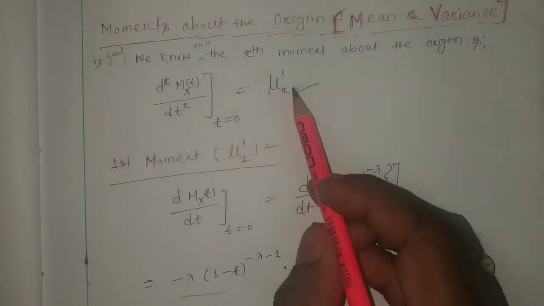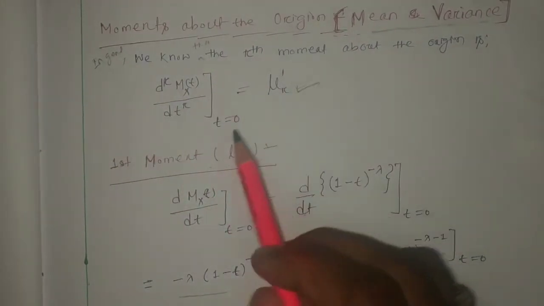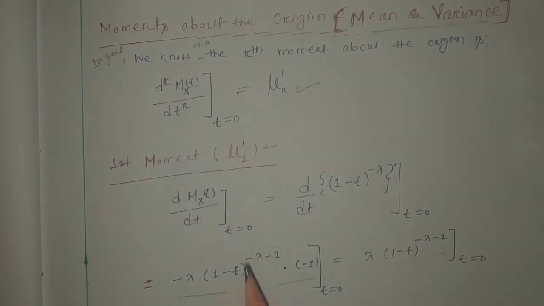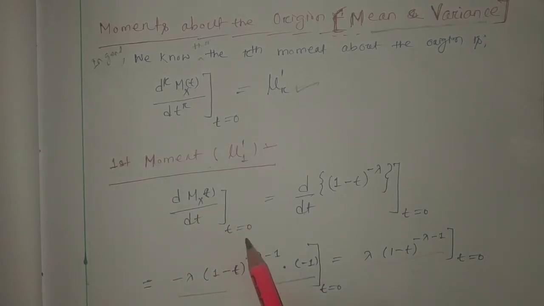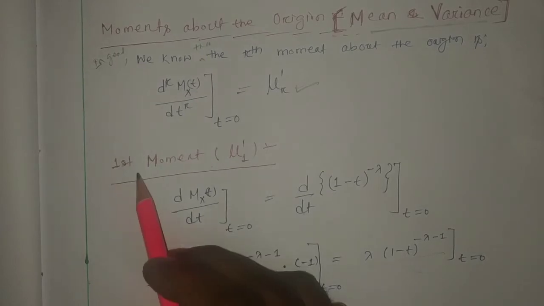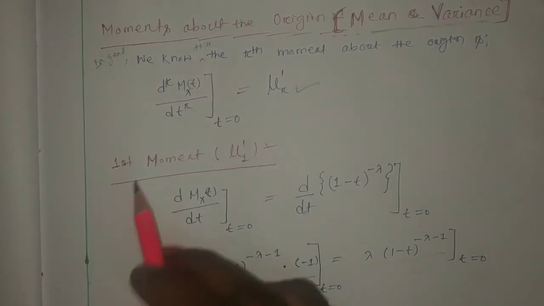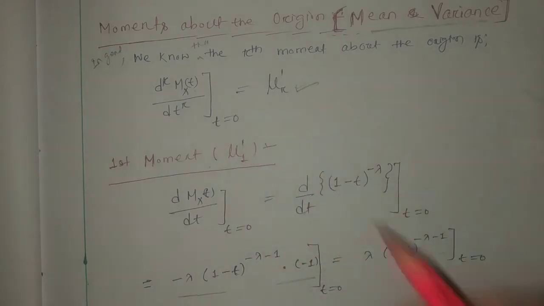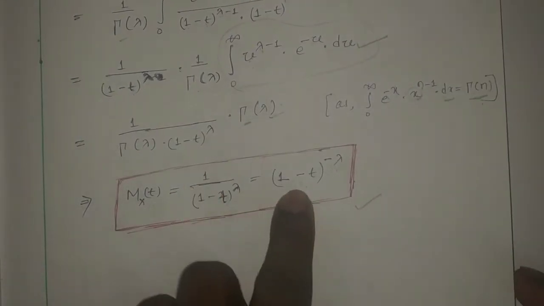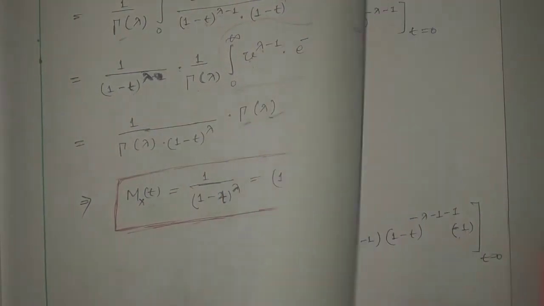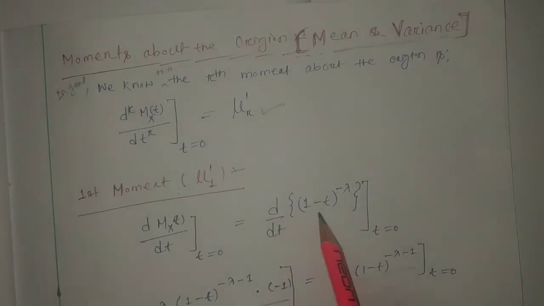First, here we are going to consider the first moment. That means r will be 1. That means here we are going to consider the first derivative of the moment generating function with respect to t, d by dt of MX(t). Then we have to put t equal to 0. That will give us the first moment, that is your mu 1 dash. So d by dt of the moment generating function MX(t), here we found that is your 1 by, or you can put this one, 1 minus t to the power minus lambda.